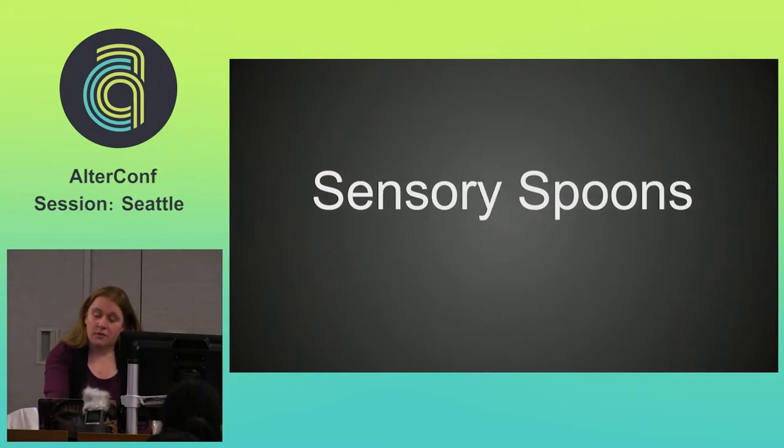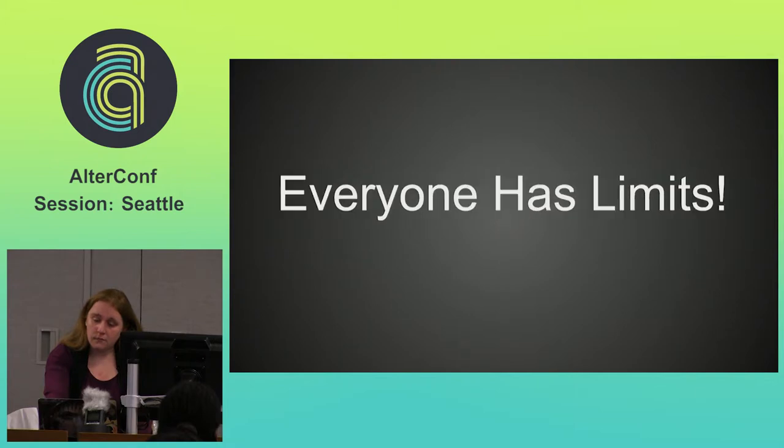An average person running low on sensory spoons might have ringing in their ears after a loud concert, or have to deal with being touched after a really bad sunburn, or be experiencing bright lights while hungover. No doubt you have all reached your limits before in at least one of these categories.